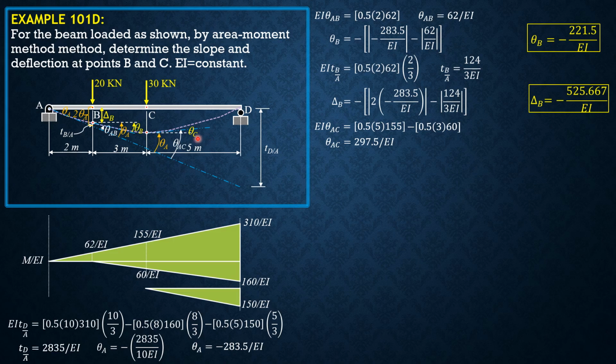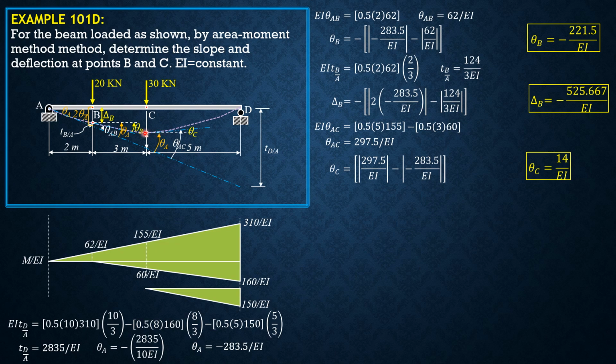That's theta C. And from the figure, it is positive of absolute value of theta AC minus absolute value of theta A. So theta C is positive of absolute value of theta AC, which is 297.5 over EI, minus absolute value of theta A, which is negative 283.5 over EI. So don't mind the sign, because that's absolute value. So theta C is equal to 14 over EI. So that's the same as in double integration.